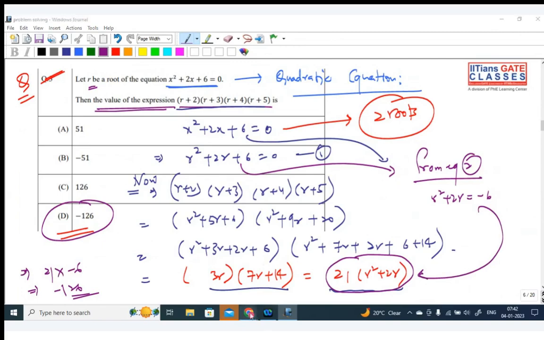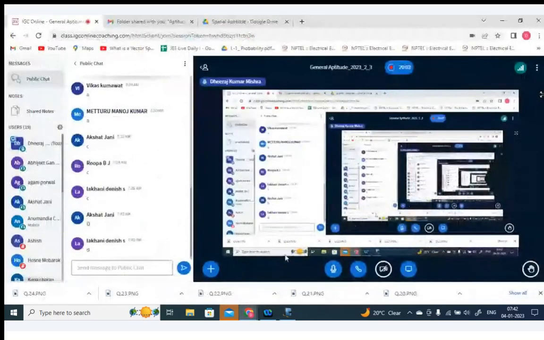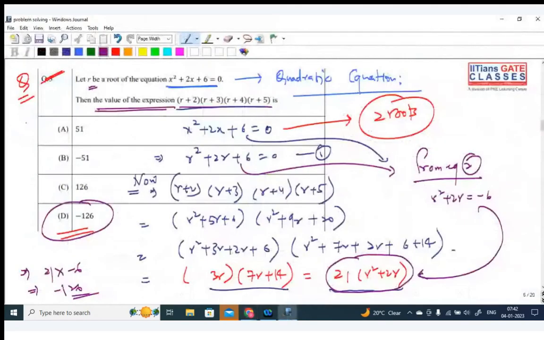So how many of you understood this question, guys? See, this question can be done within 10 seconds. It takes some time because you have to think. So I believe everyone understood. You have to use this equation very carefully. So can we move to the next question, if you allow me?